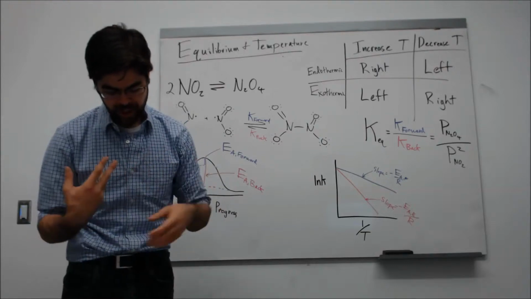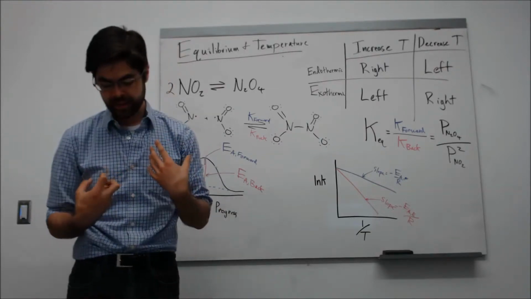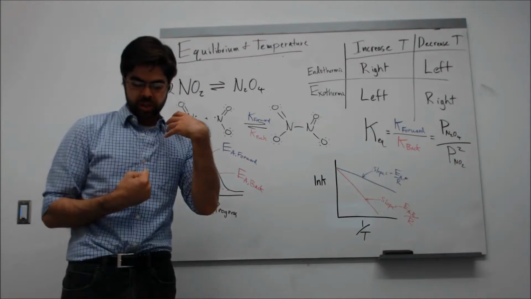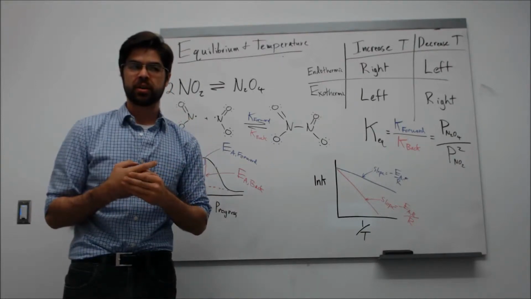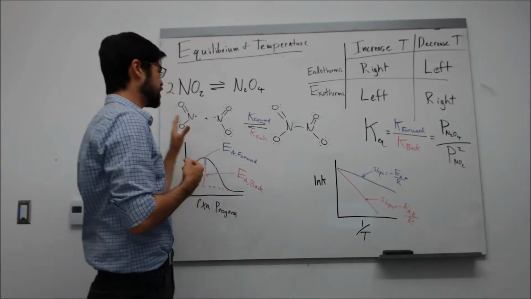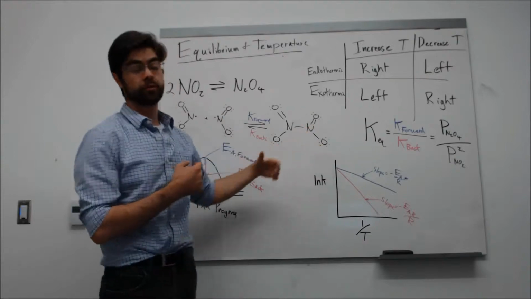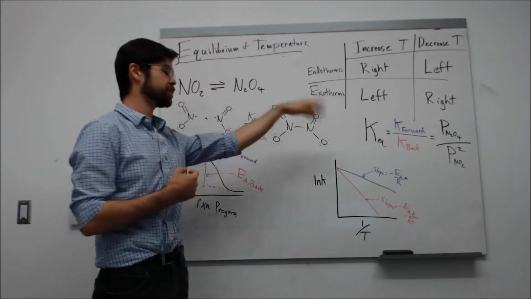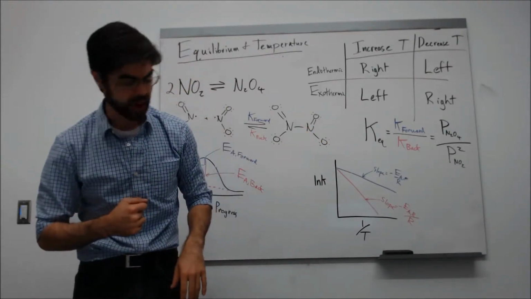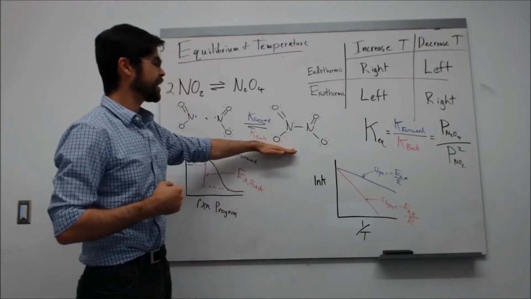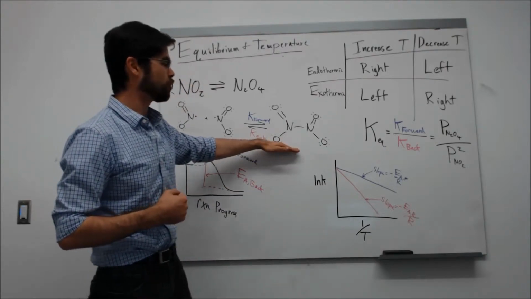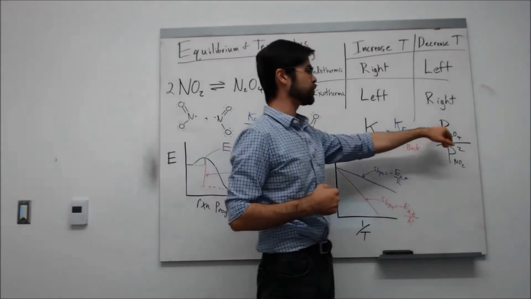But how can we rationalize why it is that changing the temperature shifts the equilibrium in the forward, or for that matter, in the reverse direction? Why does it shift it into the forward reaction? So keep in mind that the equilibrium constant for this reaction, we defined it first.